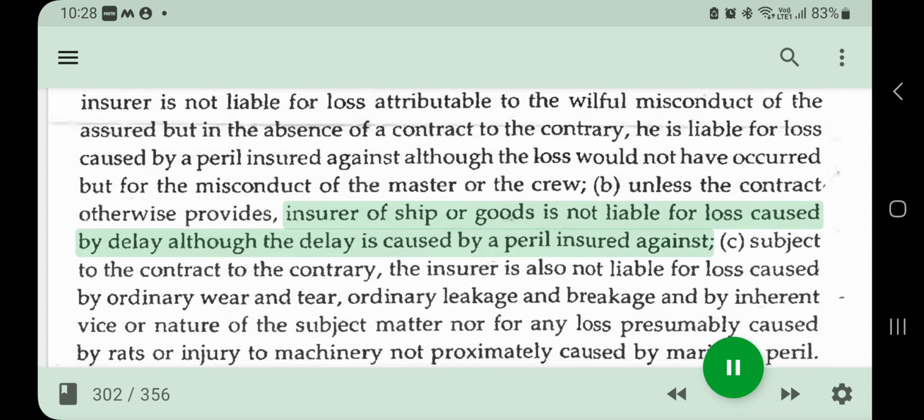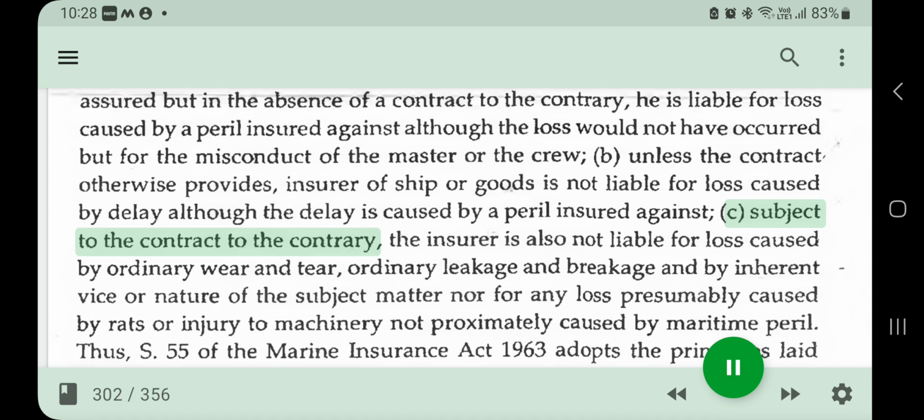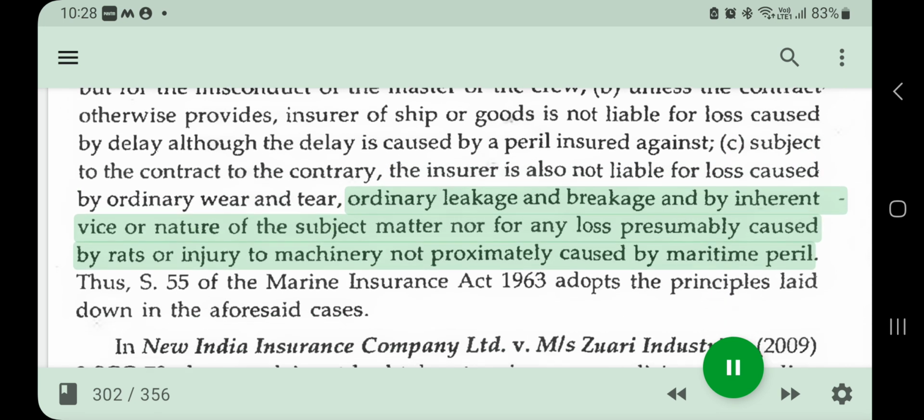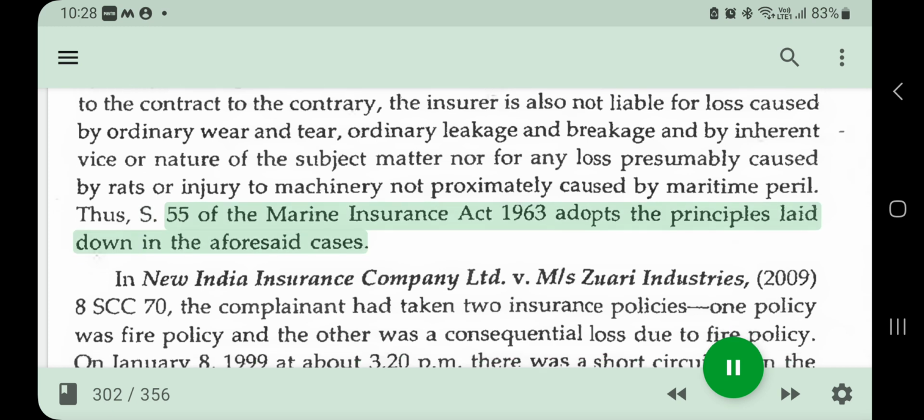B. Unless the contract otherwise provides, the insurer of ship or goods is not liable for loss caused by delay, although the delay is caused by a peril insured against. C. Subject to the contract to the contrary, the insurer is also not liable for loss caused by ordinary wear and tear, ordinary leakage and breakage, and by inherent vice or nature of the subject matter, nor for any loss proximately caused by rats or injury to machinery not proximately caused by maritime peril. Thus, S. 55 of the Marine Insurance Act 1963 adopts the principles laid down in the aforesaid cases.